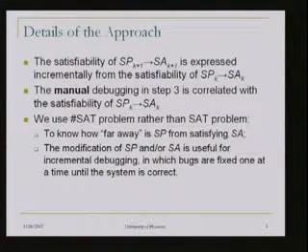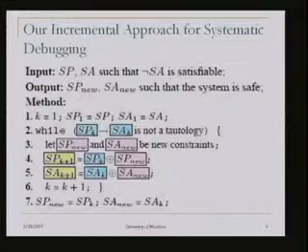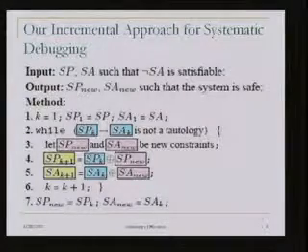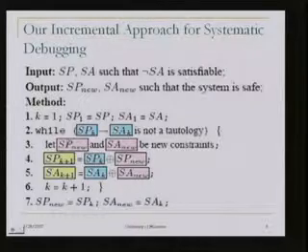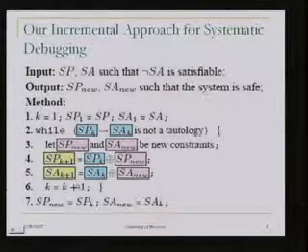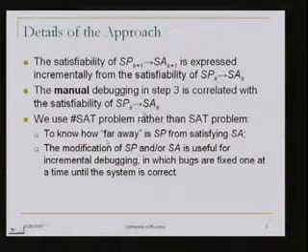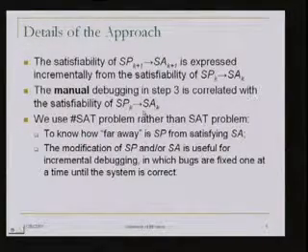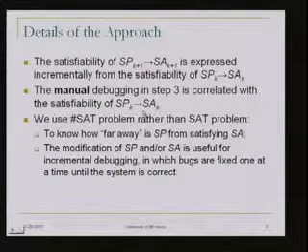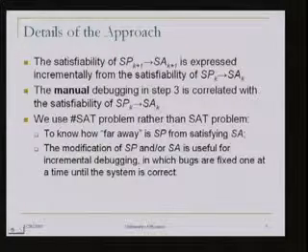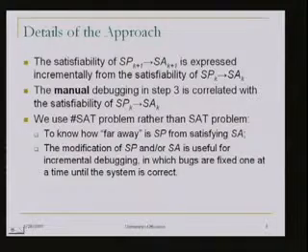Here is the satisfiability. If you go back here, we are doing this incrementally starting with k equals 1, and k is incremented each time we add a new constraint. Basically, we would like to check whether this new constraint makes the new SP closer to the correct specification. That's what we mean by incremental here. If it's going farther away, obviously we do not like that constraint.